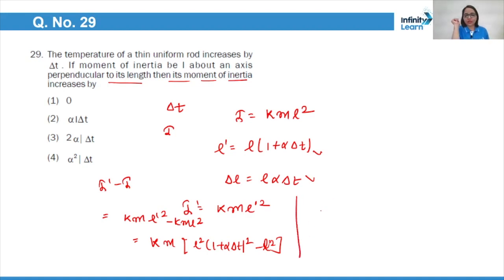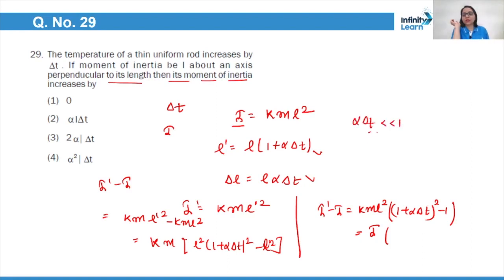Okay, so you can write I dash minus I is equal to KML square into (1 plus alpha delta t) whole square minus 1. KML square is what? Previous moment of inertia I. So it is I into, for small values of alpha. Alpha is approximately in the range of 10 power minus 4 to 10 power minus 5, right? So in 1 plus alpha delta t, alpha delta t is much smaller than 1. So you can use the approximation over here, right?